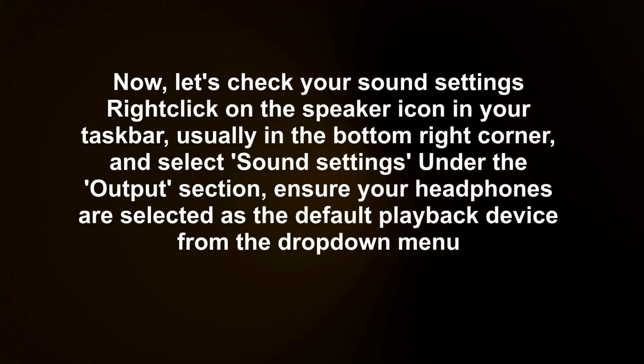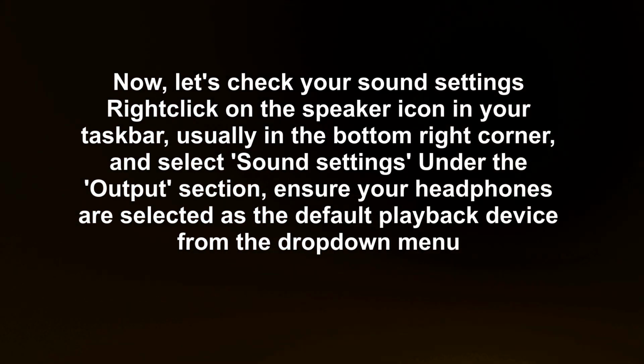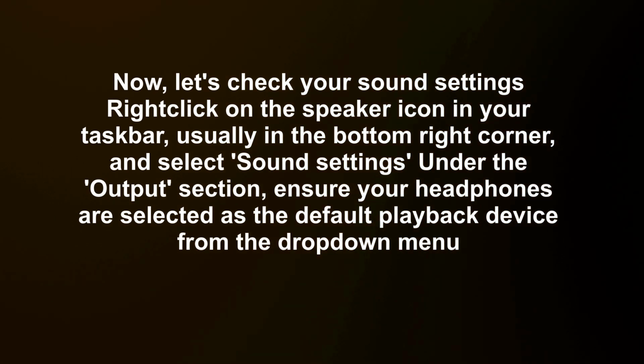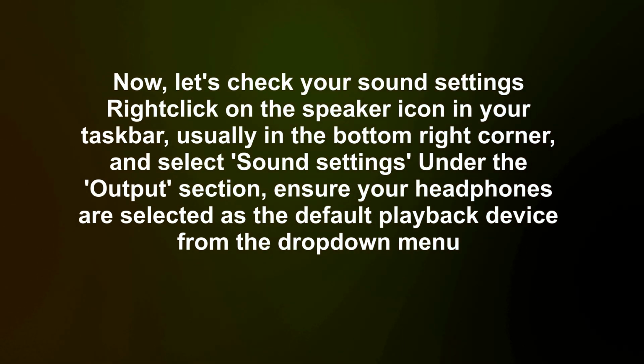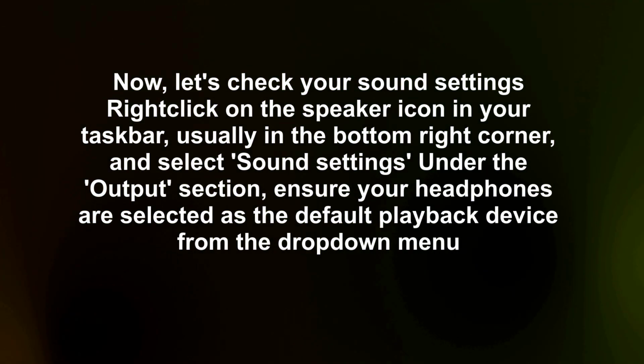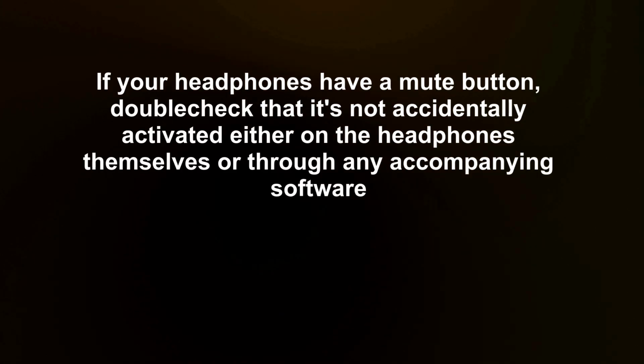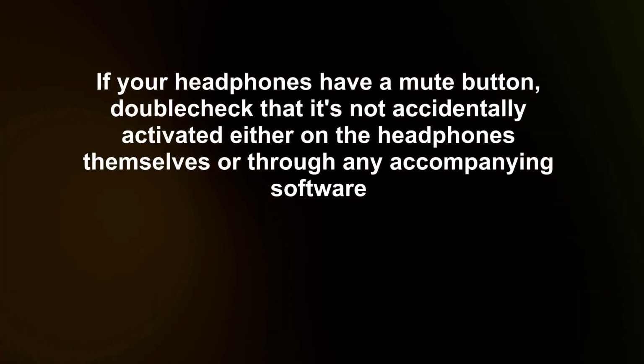Now, let's check your sound settings. Right-click on the speaker icon in your taskbar, usually in the bottom right corner, and select Sound Settings under the Output section. Ensure your headphones are selected as the default playback device from the drop-down menu. If your headphones have a mute button, double-check that it's not accidentally activated either on the headphones themselves or through any accompanying software.